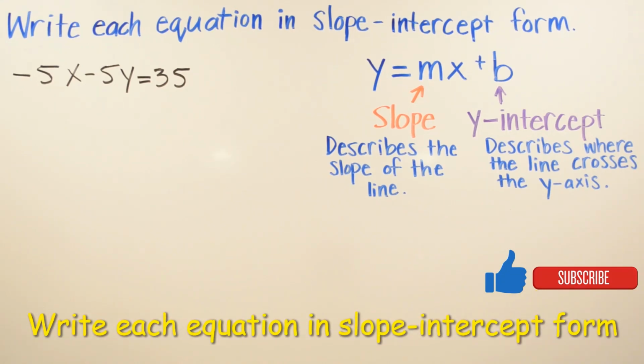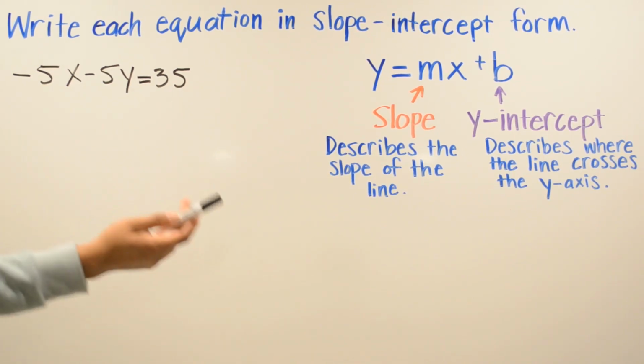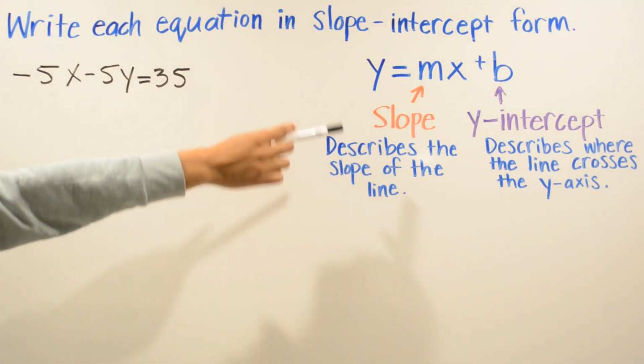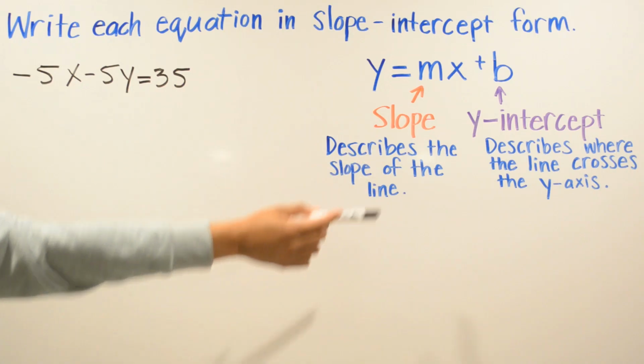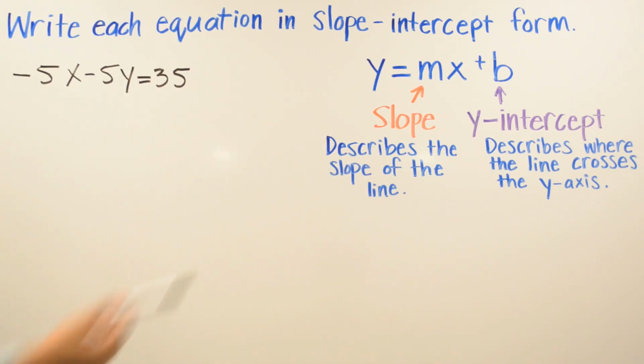In today's video, we're going to be working on how to write each equation in slope-intercept form. The formula for slope-intercept form is y equals mx plus b. M is our slope, which describes the slope of the line, and b is the y-intercept, which describes where the line crosses the y-axis.